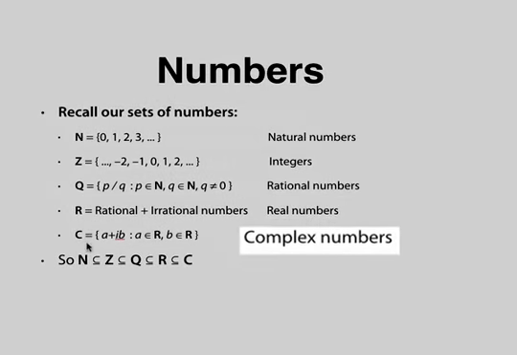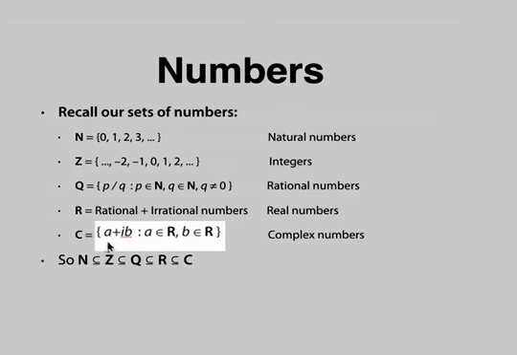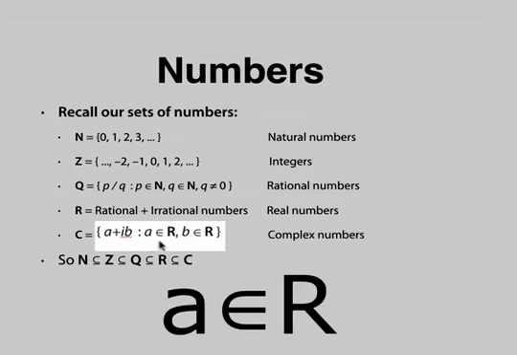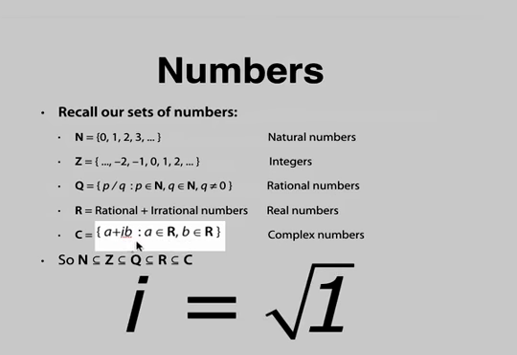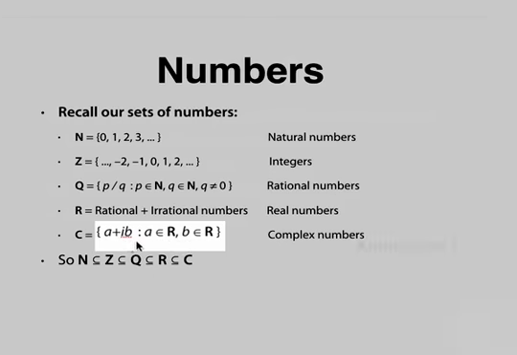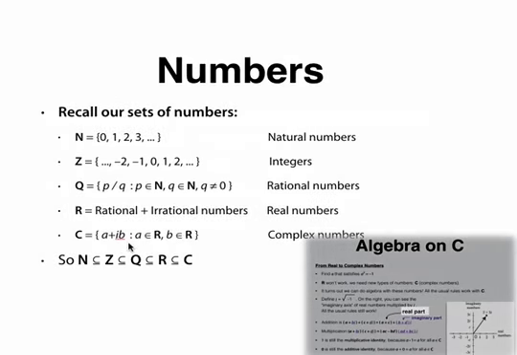Finally, we've got complex numbers. If you recall, complex numbers include the real numbers. So A is a member of R. A is a real number. And B is a real number, but it's multiplied by i. i is the square root of -1. If that sounds strange, watch the first video.